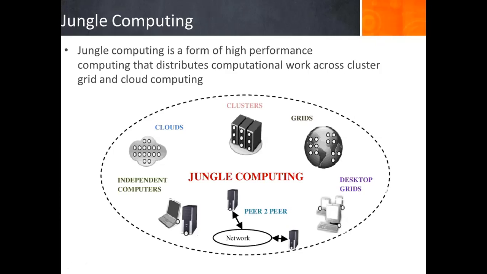Now, what happens here? Jungle means what? A variety is there. A variety of networks, a variety of infrastructures are there. With respect to the variety of infrastructures, we try to use those varieties. Here my variety is the infrastructure. I'm having n number of varieties of infrastructure present with me. Maybe desktop grids are there, clusters are there, clouds are there, independent computers are also there.